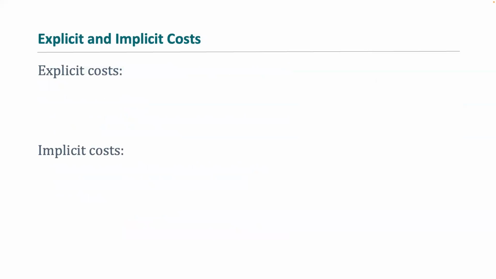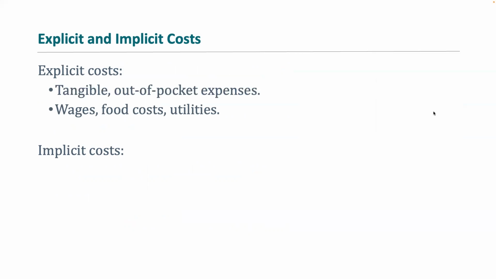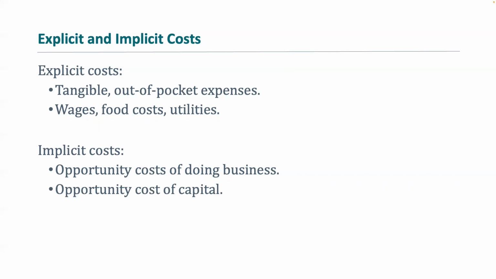With economics, we get into explicit and implicit costs. Explicit costs are going to be these tangible out-of-pocket expenses, things like wages, food costs, and utilities. Whereas our implicit costs are going to be things that maybe are not explicitly paid for, but there is an opportunity cost for using the resources. This is like the opportunity cost of doing business, that opportunity cost of capital, which is like the return you could have earned at the next best alternative. And then the opportunity cost of the owner's time, meaning the salary that you could have earned at the next best alternative.